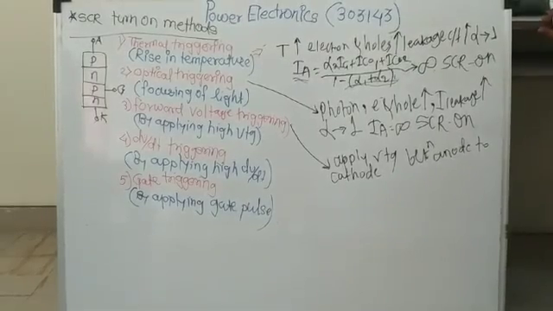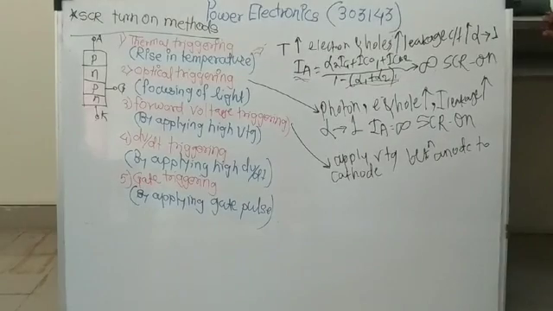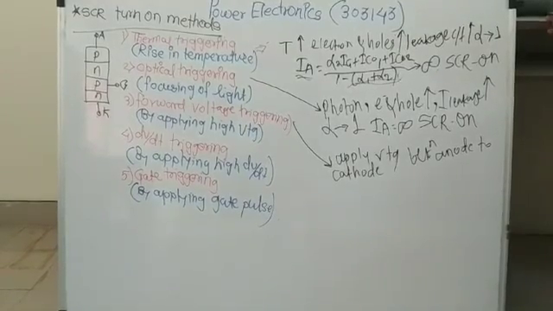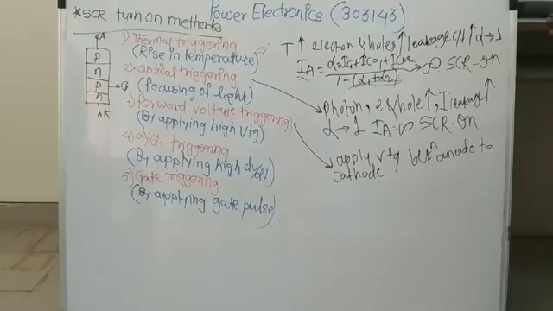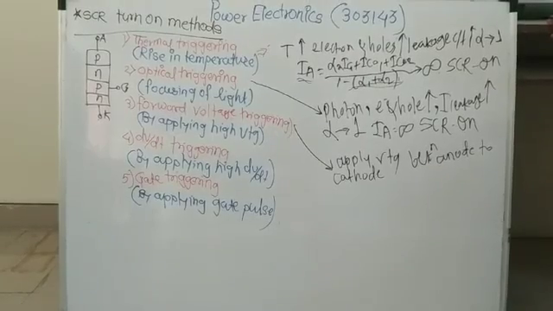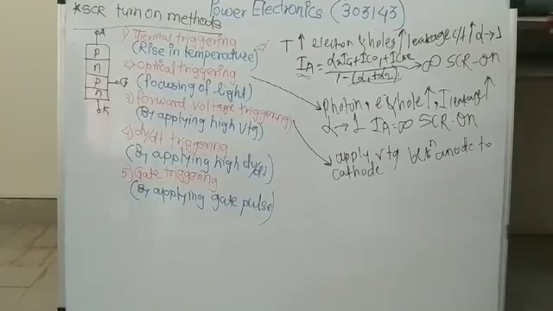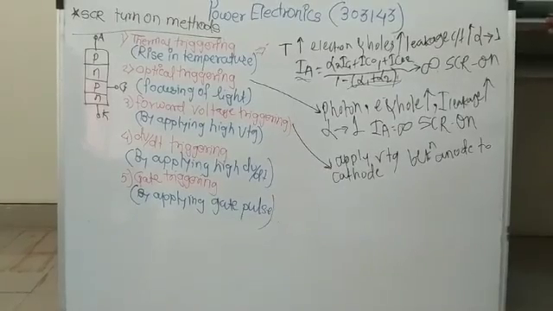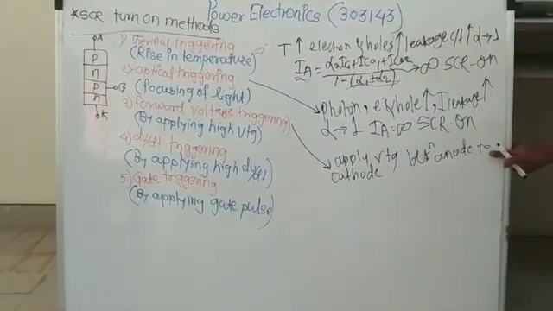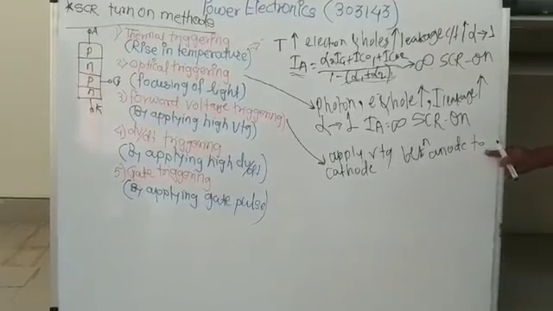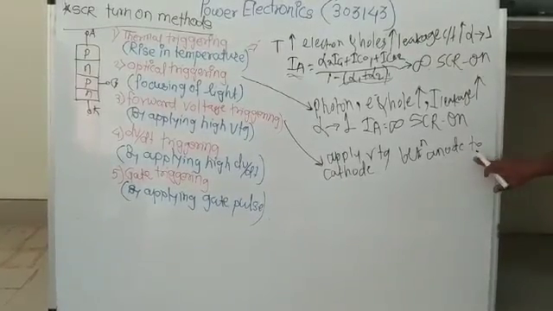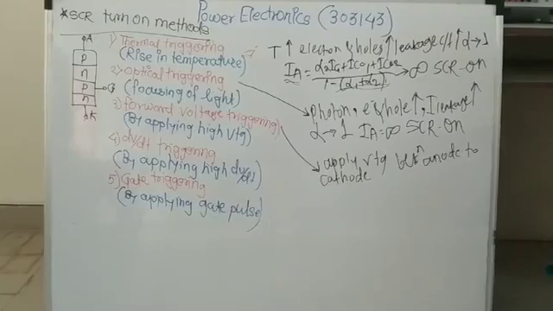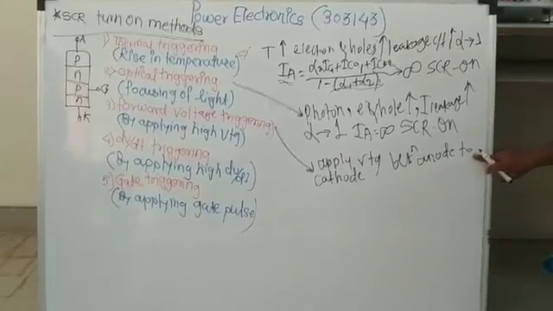Now, in this case, what happens? We have to increase the anode to cathode voltage till the SCR gets turned on. For turning it on, your applied voltage should be equal to or higher than the breakover voltage. After that, your SCR gets turned on. Hence, it is necessary to apply a very high voltage between anode and cathode, and this high voltage may damage your SCR. Hence, it is not a proper turning on method.